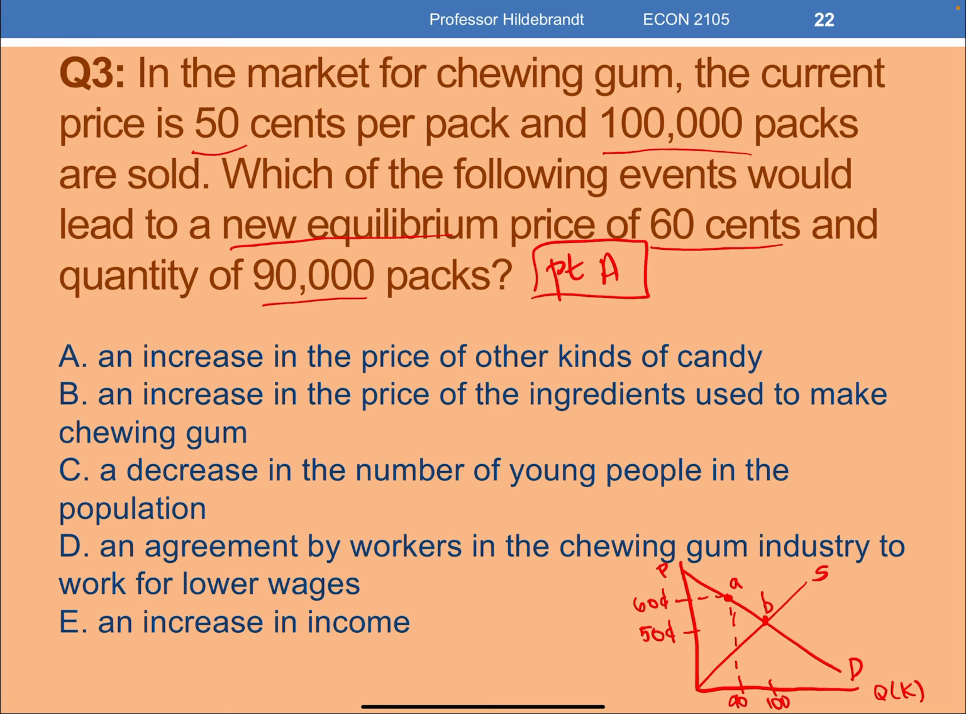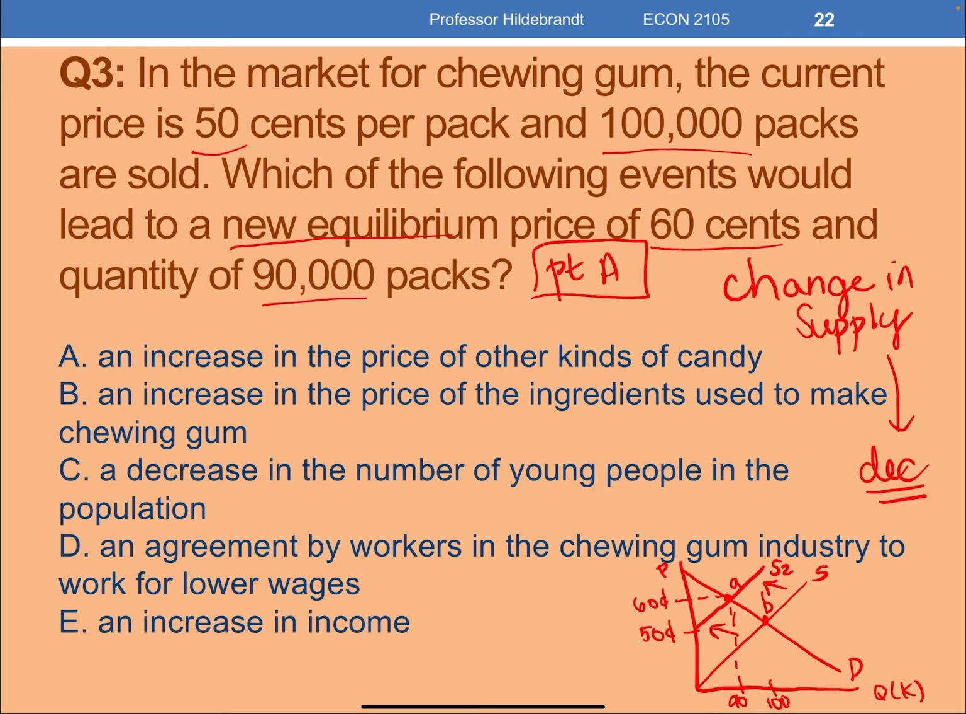What would cause us to move along the demand curve? A change in supply. That is what would cause that. More specifically, we need supply to shift to the left to S2. So we need supply to decrease. So we're looking at our 5 options and we're looking for what would cause supply to decrease.